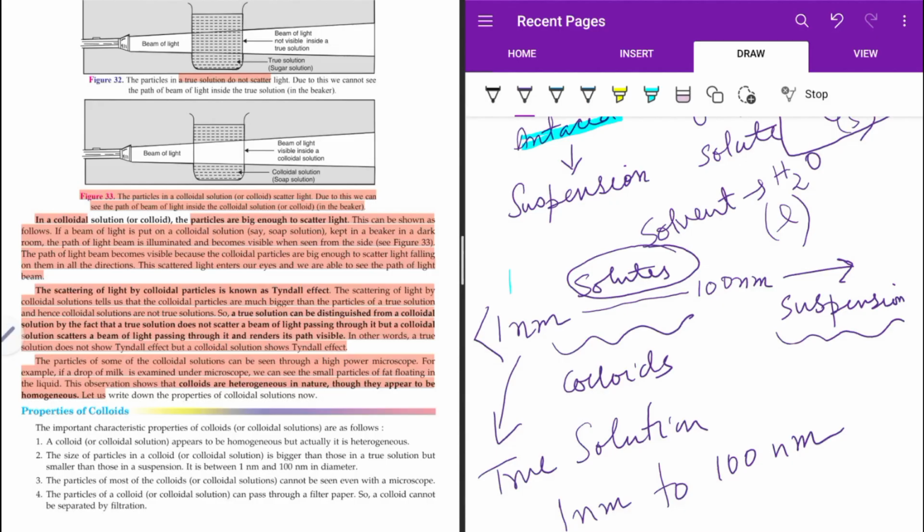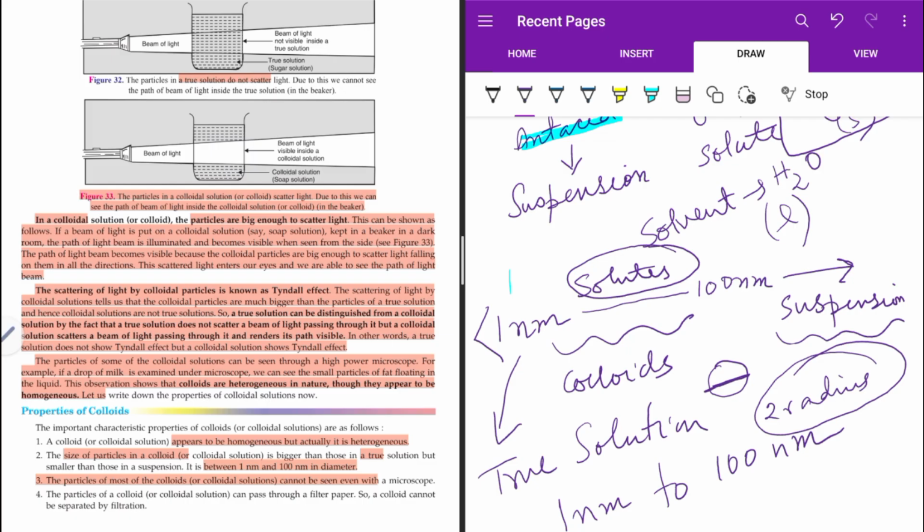So let us see the properties. Colloidal particles appear to be homogeneous, but actually they are heterogeneous. You can observe this under a very high power microscope. The particle size of colloids is between 1 nanometer and 100 nanometer in diameter. What is the diameter? This is a circular shape, and the diameter is this. Twice the radius is the diameter.